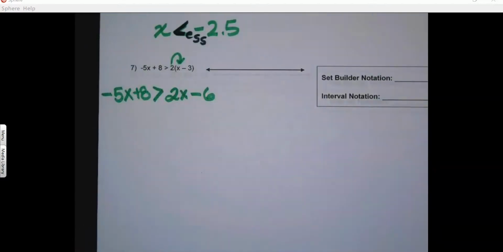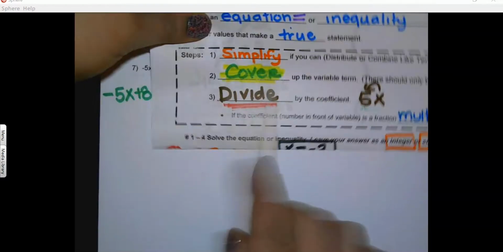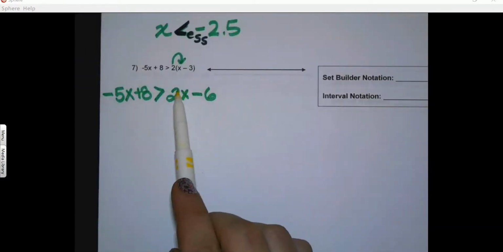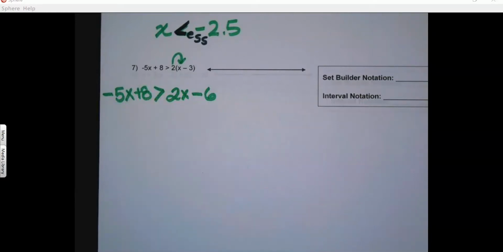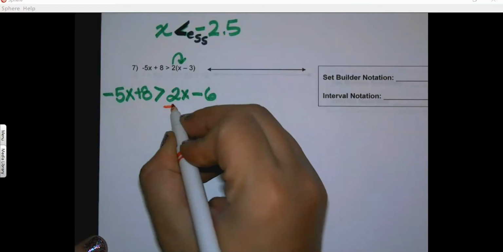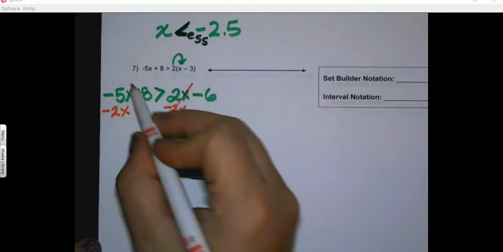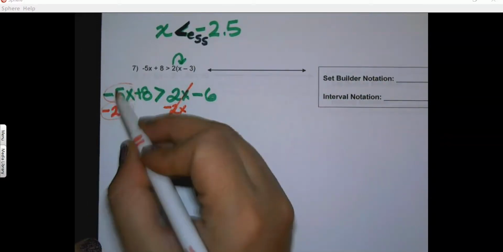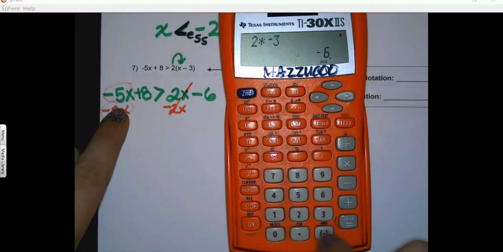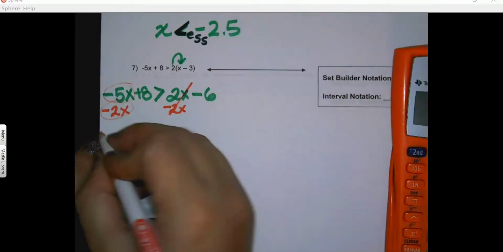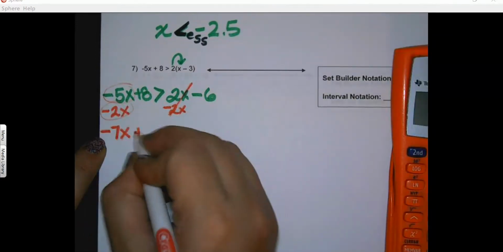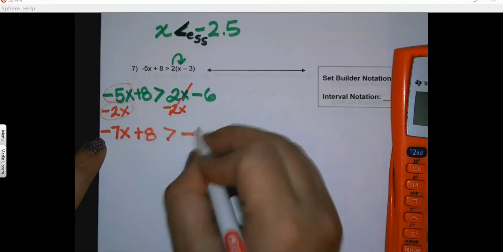And then the next step is to cover up the variable, but I have more than one. I can't have that. So I'm going to get rid of one of them. It doesn't matter which one. So I'm going to go ahead and do minus 2x, minus 2x. Then if we combine like terms here, because these two are together, negative 5 plus a negative 2 would make negative 7x here, plus 8 is greater than negative 6.